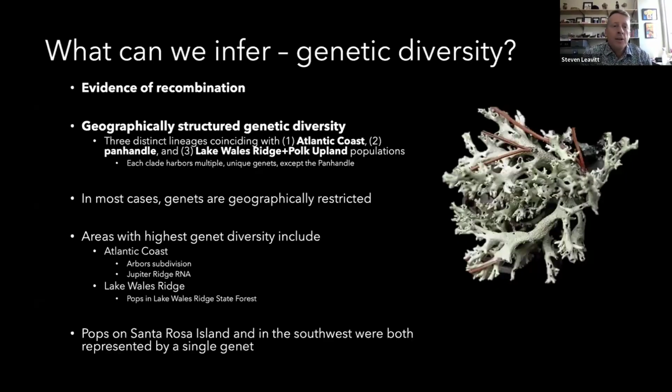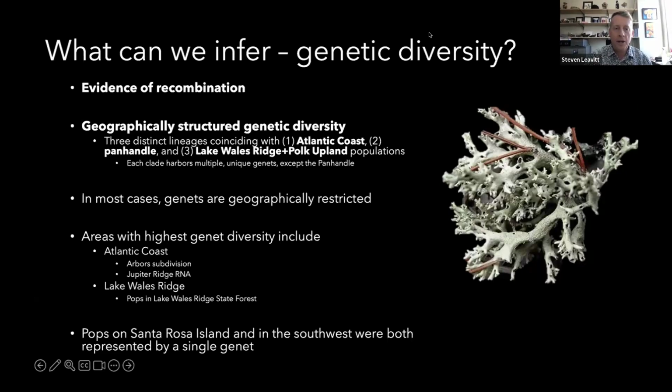And then on the Atlantic coast, we had 3 populations and 6 different genets. So from this genetic diversity, we see strong evidence for sex happening in what we thought was a clonally reproducing organism. Somehow they're doing recombination and having sex. We have geographically structured genetic diversity, and in most cases, the genets or the clones are geographically highly restricted.